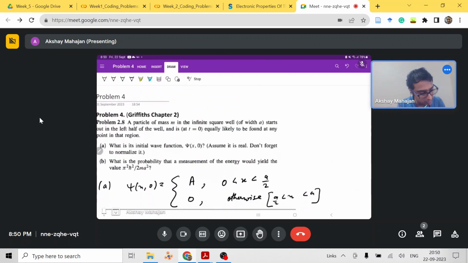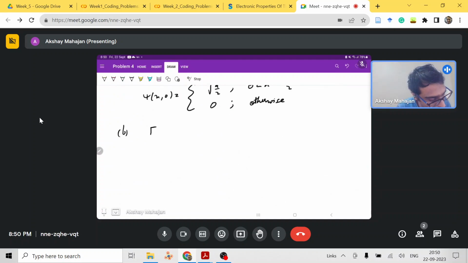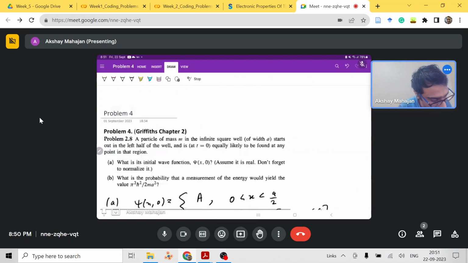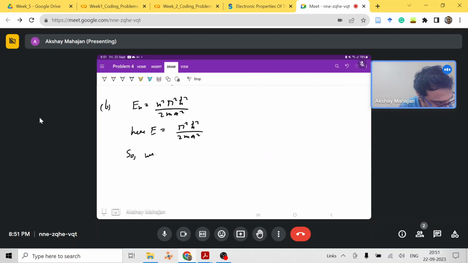And the B part is, what is the probability that a measurement of the energy would yield the value pi squared h-bar squared by 2m a squared? So it is asking what is the probability of that. Now we know E_n is equal to n squared pi squared h-bar squared by 2m a squared, and here E is equal to pi squared h-bar squared by 2m a squared, that is given to us. So we need to find the probability, which implies n equals 1 state.